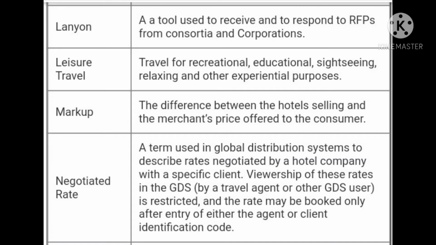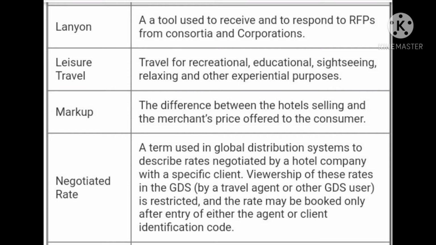Now we will go to leisure travel. It is travel for recreational, educational, sightseeing, relaxing, and other experiential purposes. And markup. It is the difference between the hotel's selling price and the merchant's price offered to the consumer.